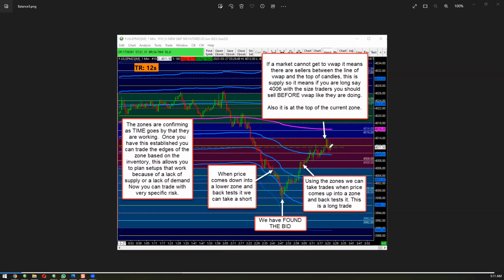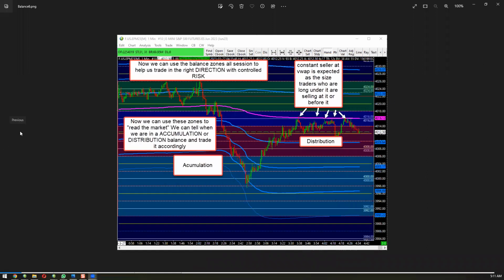This tells you that we have found the bid. This is the absolute lowest price the market has gone in this period of time because the shorts have come in and started covering. That's a story for another time. This is how you trade balance. You can make decent money trading balance, and you don't have to drive yourself nuts, right?